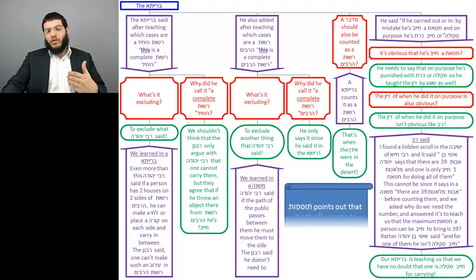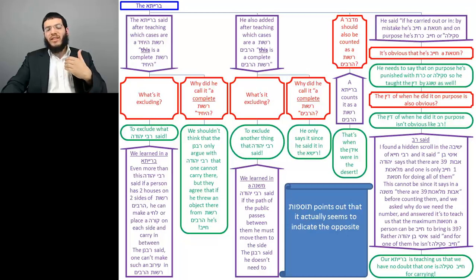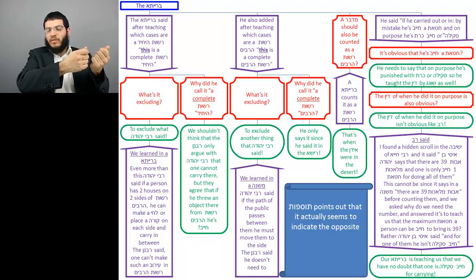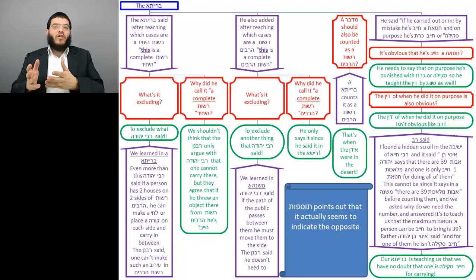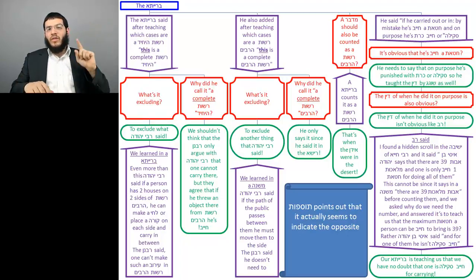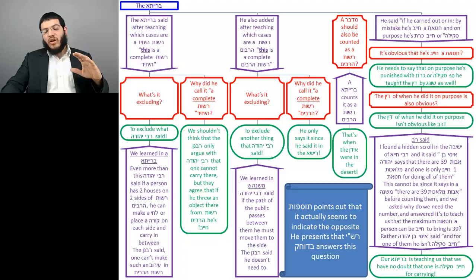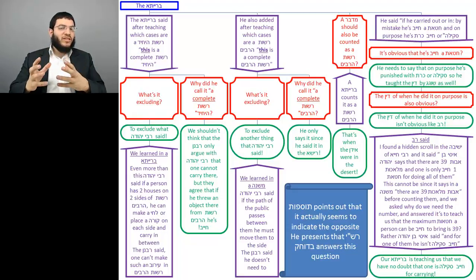So Tosfos points out a difficulty with the Gemara. He points out that it actually seems to indicate the opposite. When we say Zui Rishus Yachid Gemura, this is a complete Rishus Yachid, the meaning of those words is that this is complete. The other one is not complete, it's only somewhat. And our Gemara is telling us this is a complete Rishus Yachid. That teaches us that this is not a Rishus Yachid whatsoever. So Tosfos points out a difficulty with the Gemara. He also adds that he presents that Rashi B'deichik answers this question. He doesn't like the answer of Rashi, it's B'deichik, but he mentions that Rashi answers it. So here we have Tosfos addressing something that's said in the Gemara, and pointing out that if we read it straightforward in a simple way, it's actually difficult what the Gemara is saying.